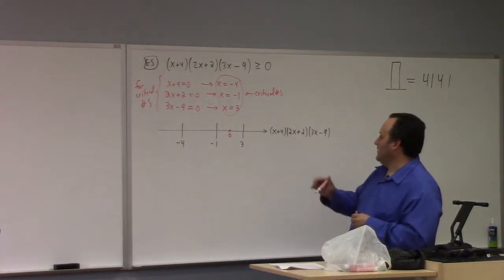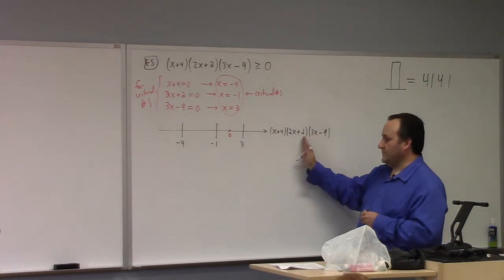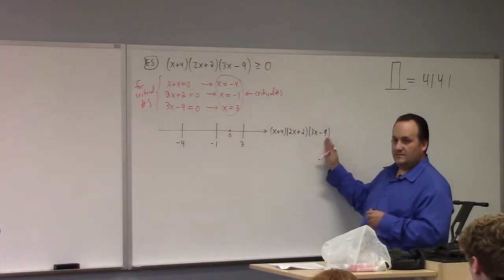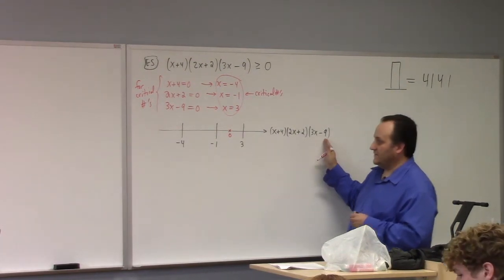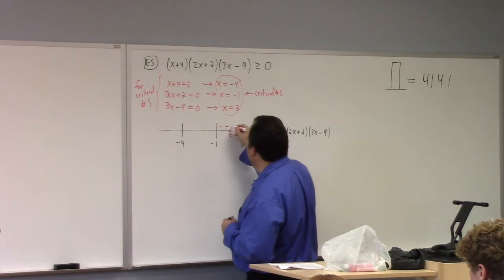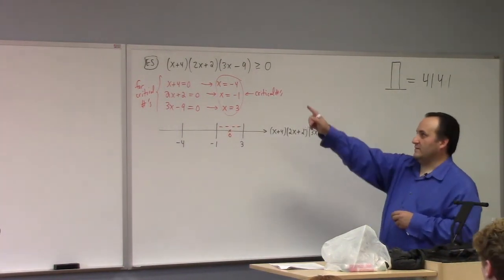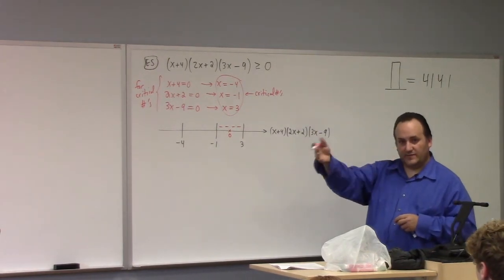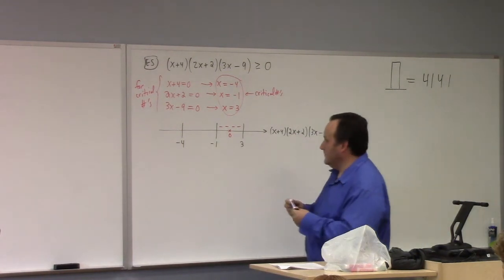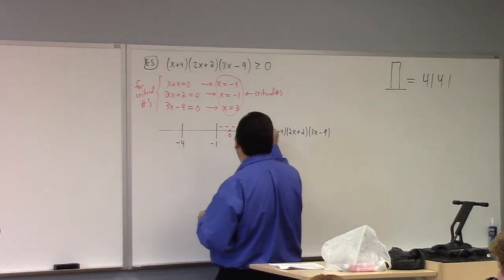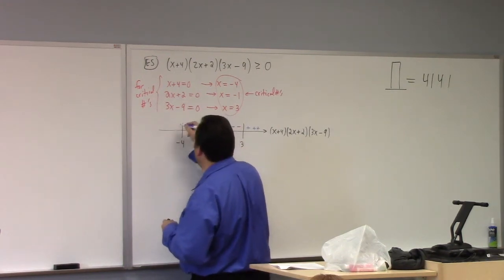And plug 0 into this. What do you get? You get 4 times 2 times -9, right? So that's -72. So it's negative. So we put minuses up in here. All right. And then because all of the factors are linear, none of them is in even power, we flip signs every time. So I go plus like here, plus like here, and then when I get across the -4, I flip back to minus.